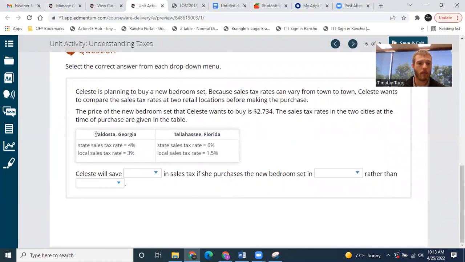So Valdosta has a state tax of 4%, local tax of 3%, so a total sales tax of 7%. In Tallahassee, Florida, 6% state tax, 1.5% local tax, so 7.5% total sales tax. So you can see which one's going to be cheaper. Well, this town in Georgia is going to be cheaper because it's 7%. Here it's 7.5%. So this one's going to be cheaper sales tax. So how much will she save?